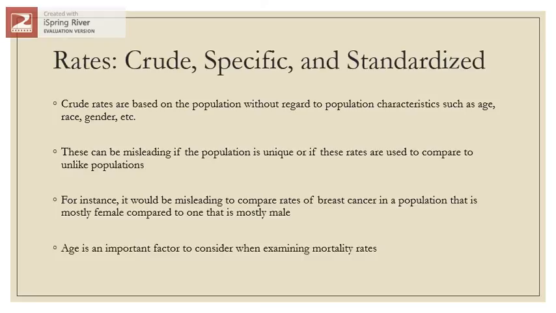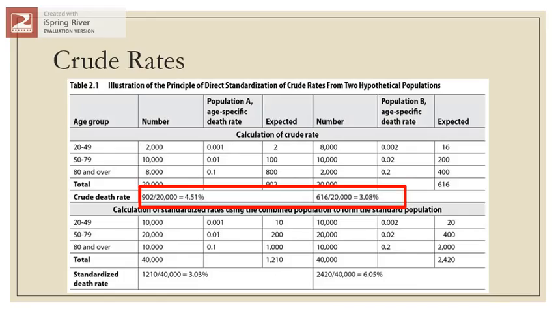When we talk about mortality rates, age is obviously very important. Older people are more likely to die of anything because age is such a risk factor for mortality. And so it's very important to account for age when looking at mortality rates.